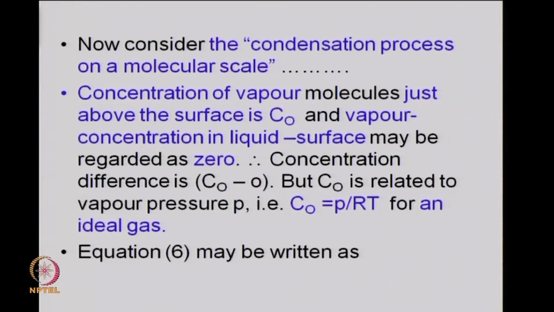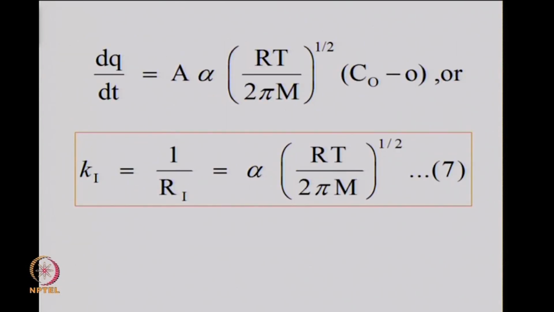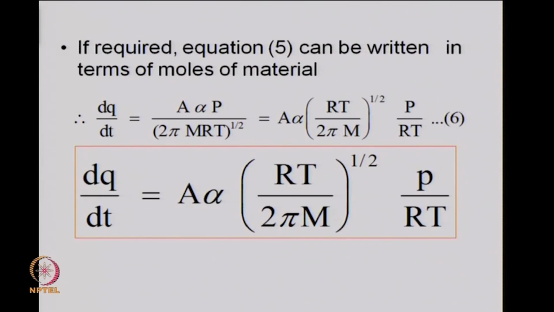P is the equilibrium vapor pressure of the solute or the condensing component divided by RT from the ideal gas law. PV equal to nRT gives you N by V equal to P by RT, that is the gas phase concentration. So, we can write our equation 6 now in terms of this: dq by dt equal to A alpha root of RT by 2 pi m into C0 minus 0. We merely substituted for P by RT there.